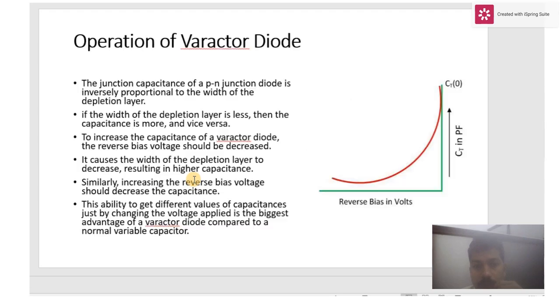Okay, this is the graphical representation. You can see the junction capacitance is higher when the reverse bias voltage is near zero. If the reverse voltage increases, the junction capacitance decreases, so it is inversely proportional. To increase the capacitance, you apply a minimum reverse bias voltage.